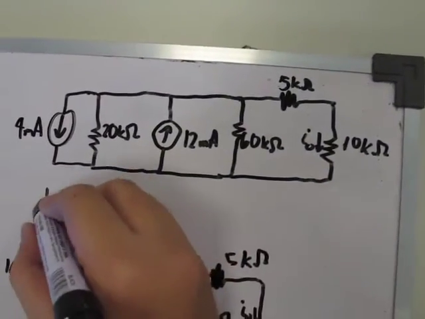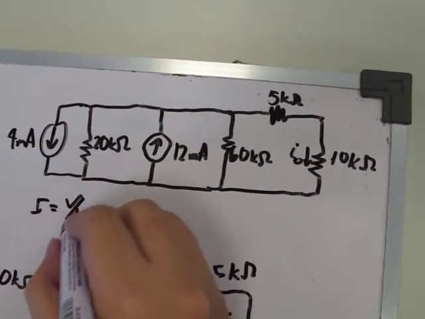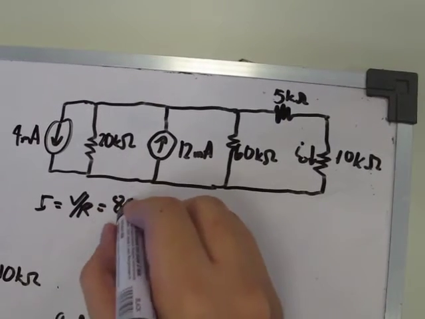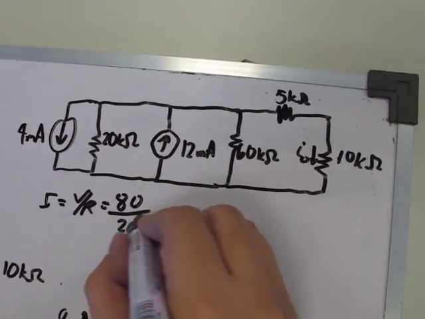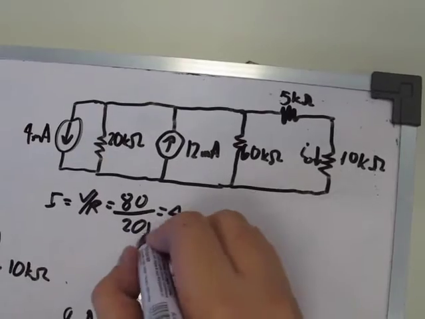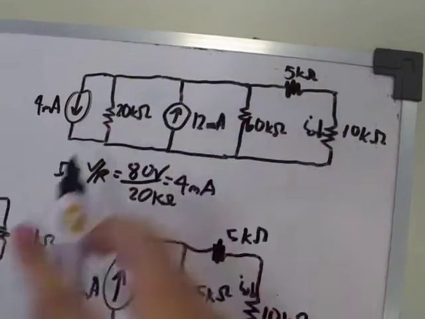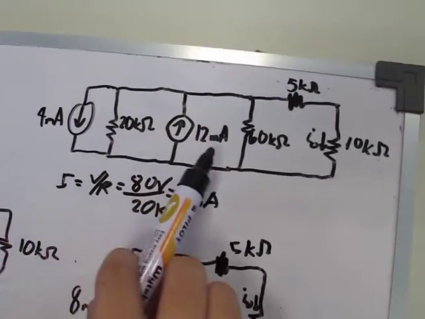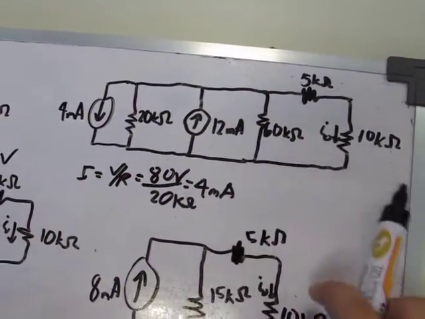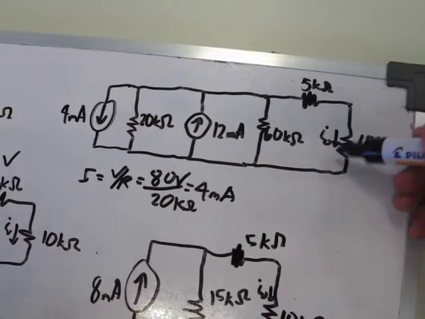So again, I equals V over R equals 80 over 20. We have 20 kilo ohms. We have 4 milliamperes. So 4 milliamperes, 20 kilo ohms, 12 milliamperes, 60, and we still have the IO.